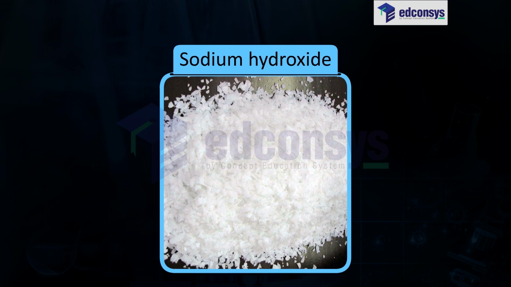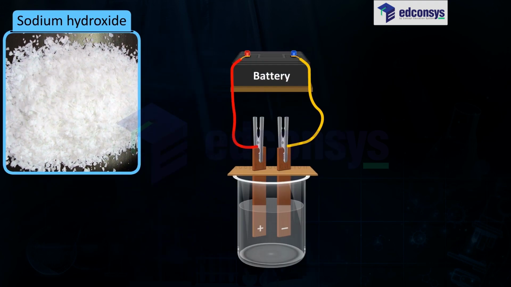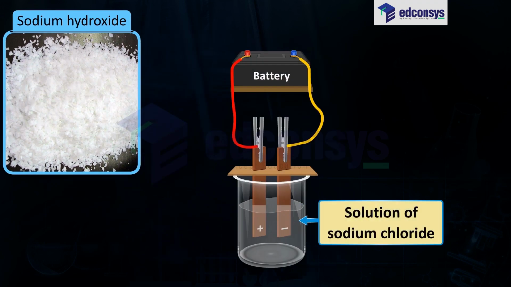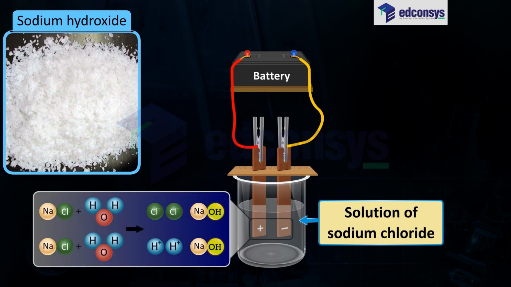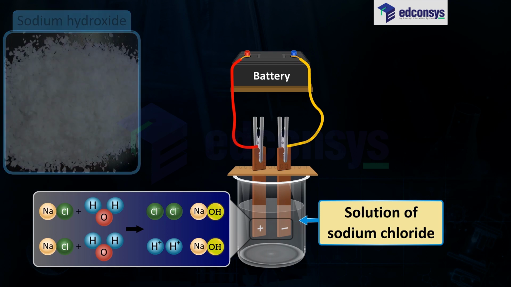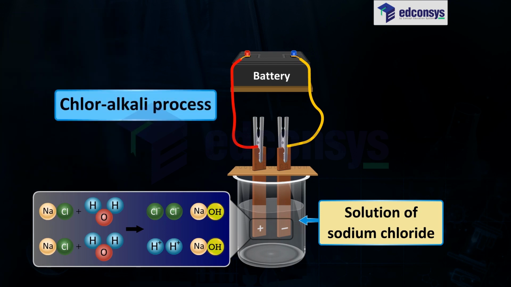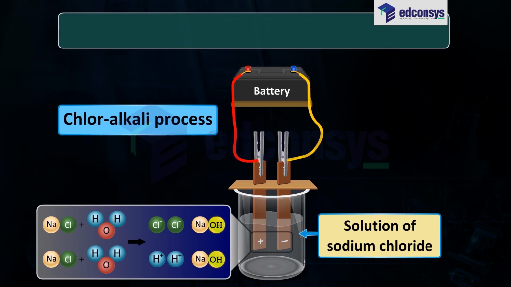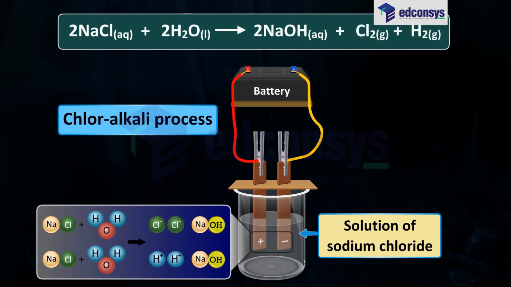Sodium hydroxide. When electricity is passed through an aqueous solution of sodium chloride, it decomposes to form sodium hydroxide. The process is called the chlor-alkali process because of the products formed, chlor for chlorine and alkali for sodium hydroxide.